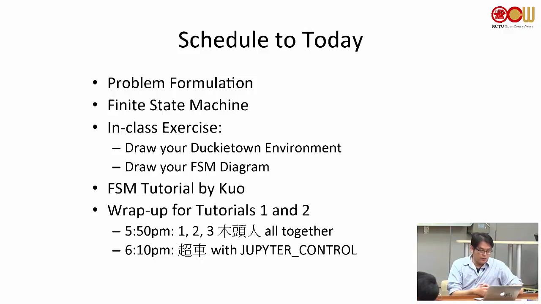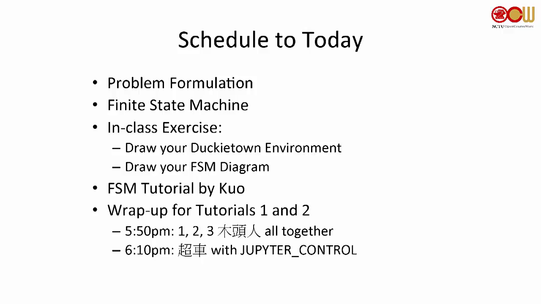And the second part for today is the finite state machine tutorial by Guo. He will talk about all the details of how the finite state machine is implemented in Duckietown. And the last part, we will try to do something all together. If your robot cannot recognize the face yet for 123木头人, you will still have some time to do it. But by 5:50, we will have 10 Duckiebots, and we wish to do 123木头人 all together.